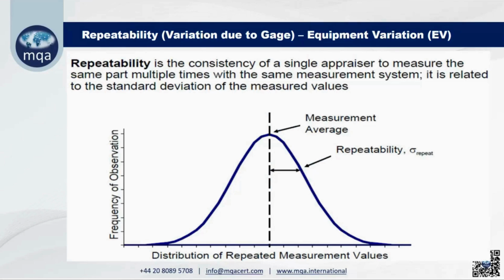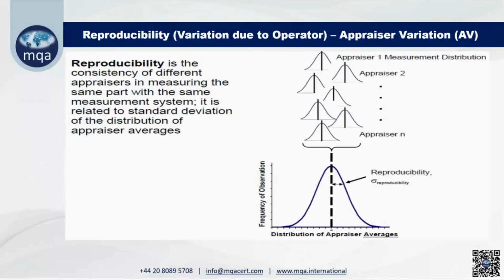Because equipment is not a single piece, it is an assembly. When it is a moving part assembly, it will have some variation due to the assembly. So it is called repeatability. So what is repeatability? Equipment variation. Now we go to reproducibility. Equipment variation is repeatability, and reproducibility is variation due to the operator. Operator here means the technical person, the measurement person, the technical QC person.